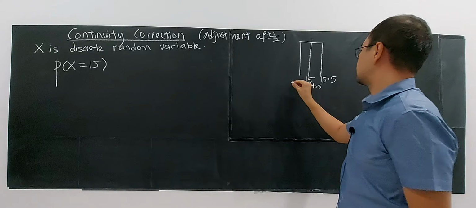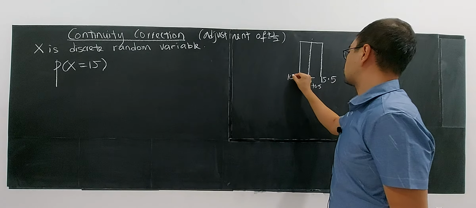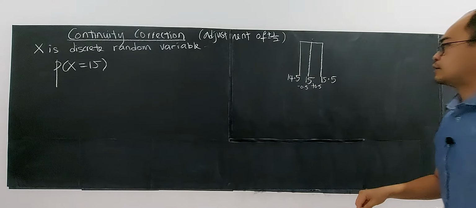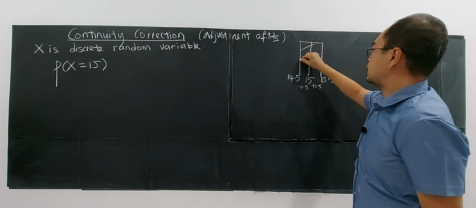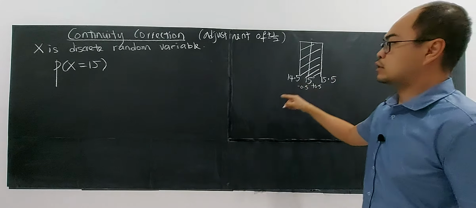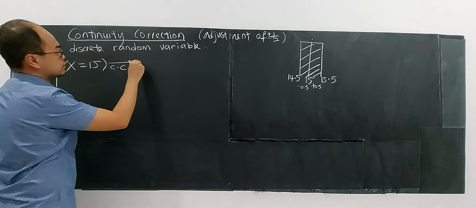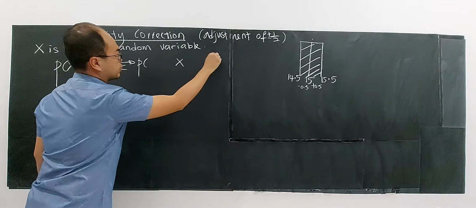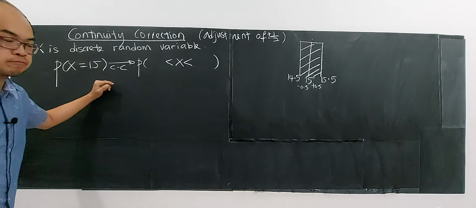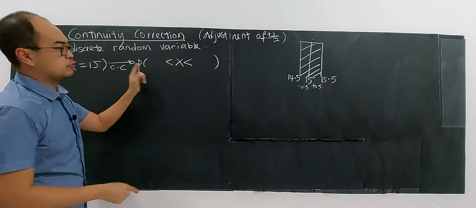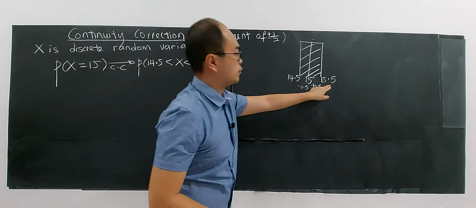And to the left, we subtract 0.5, so we get 14.5. This is what we call continuity correction. So X equals 15 is discrete, but when you do continuity correction you rewrite it in the form of an interval. It means from 14.5 up to 15.5.